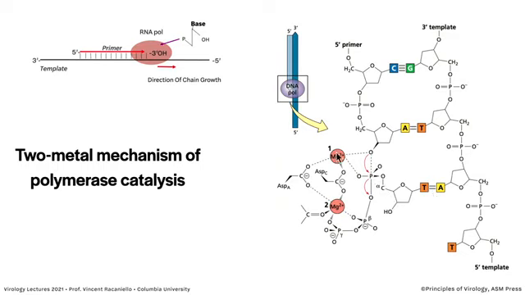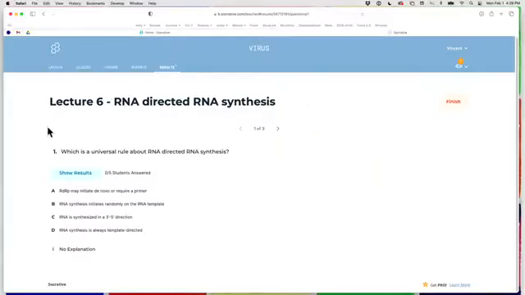So that's why we call this a two-metal mechanism, because these two magnesiums coordinate and help to get this base added via the phosphates. First question, which is a universal rule about RNA-directed RNA synthesis?